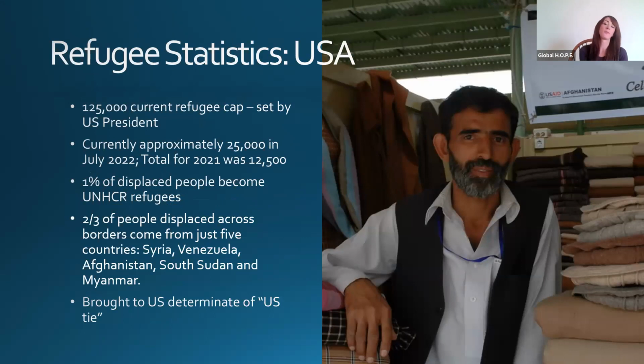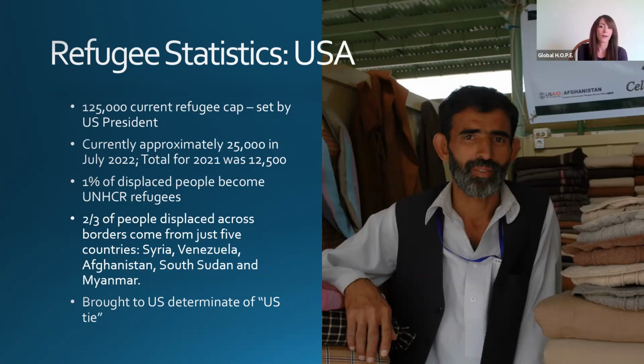So I'm going to go back here. The current refugee cap for the United States is set by the US president. President Biden has put that at 125,000 for this fiscal year. President Trump had it, I think, at 25,000 and didn't meet those numbers. The US president very rarely, if ever, does actually meet the numbers. Currently, we have about 25,000 resettled. The total for 2021 was 12,000. So they say there's a cap, but they almost never actually resettle that amount.